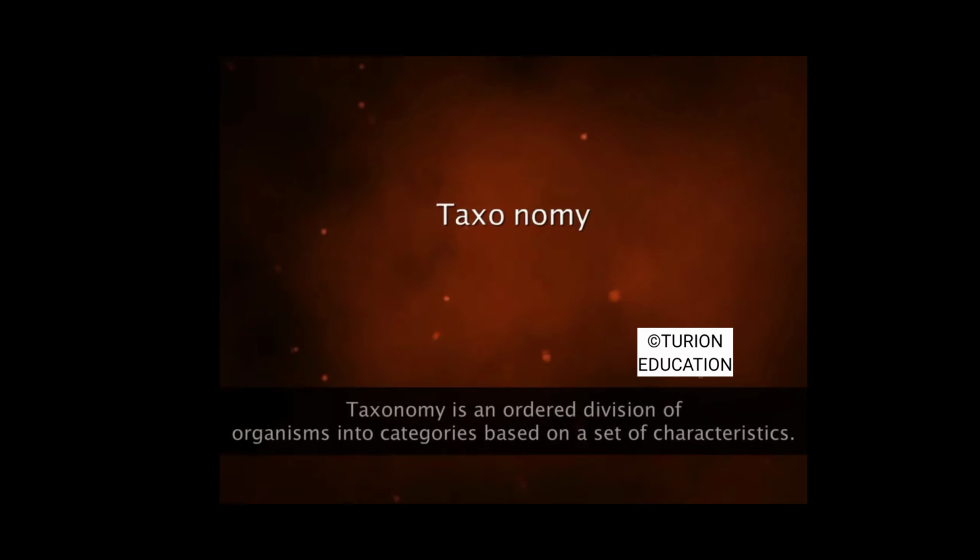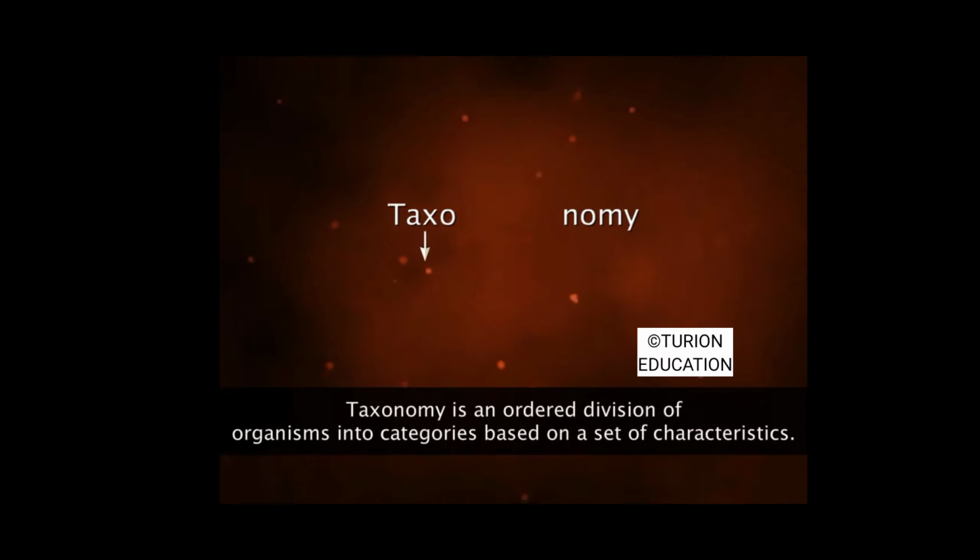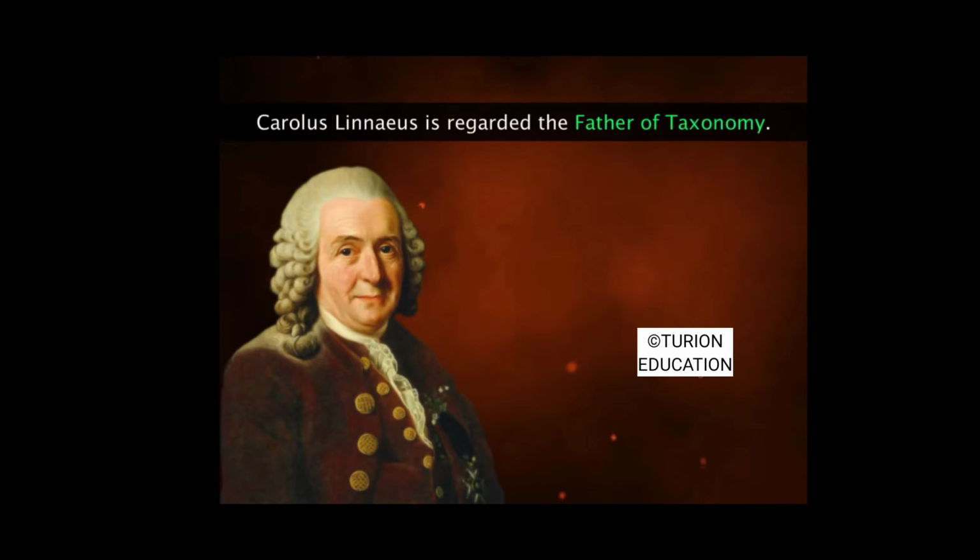The term taxonomy is derived from the Greek words taxis, meaning arrangement, and nomos, meaning law. Taxonomy is the study of the principles and practices of classification. In 1748, Swedish botanist and anatomist Carolus Linnaeus described and classified all plants and animals known at that time. Carolus Linnaeus is thus called the father of taxonomy.